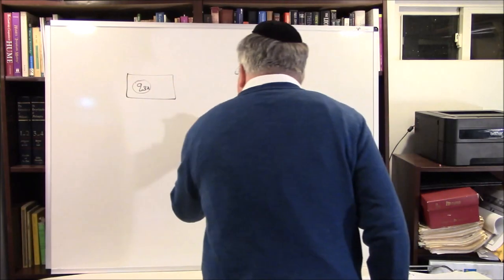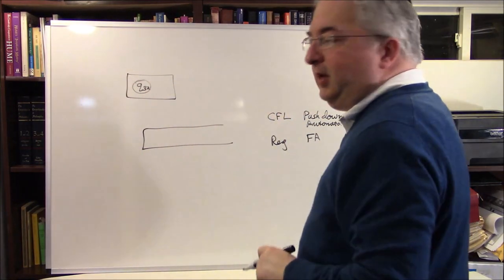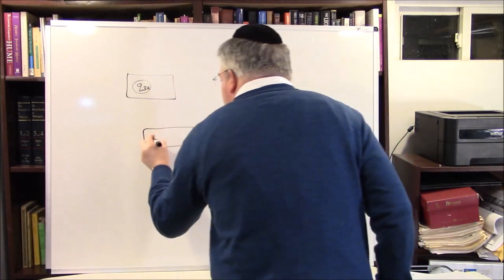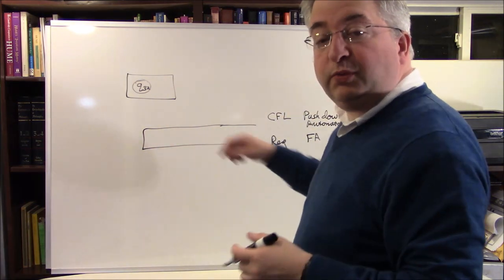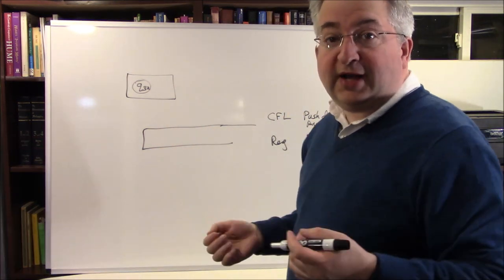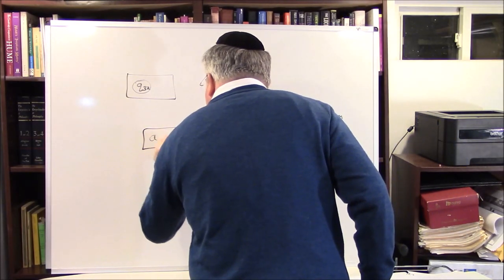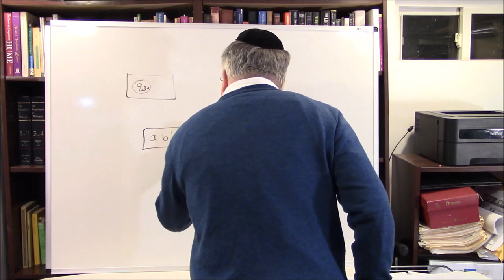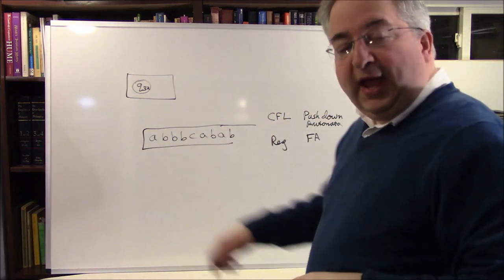Okay, now, where would you read your input? Your input was read from here, okay? And so you had a tape, okay, and you would read your input. We did this on the board. We were always writing the words, and we were seeing if the words were accepted or not accepted. Okay, we're going to do the same thing here. You have a machine, A, B, B, C, A, B, something like that. Okay, and it would be reading.